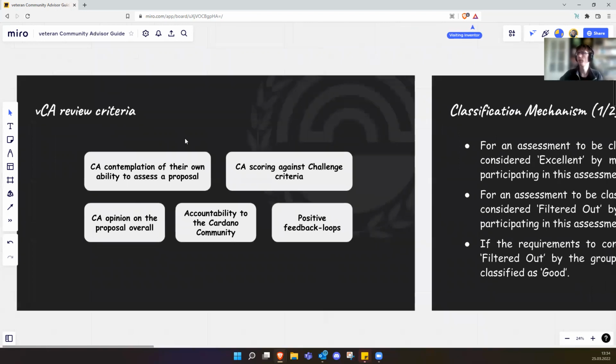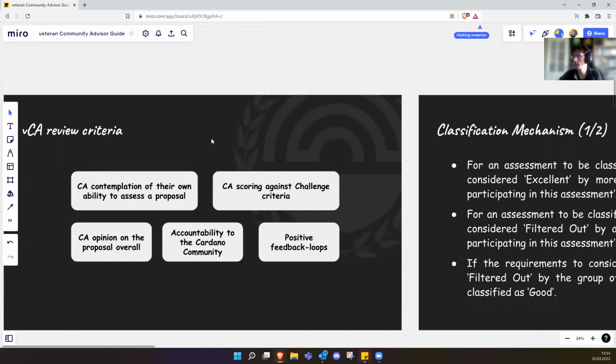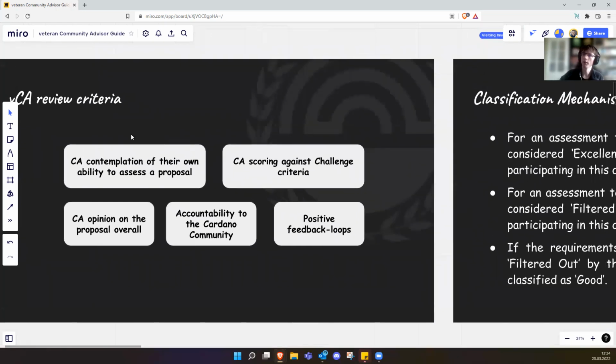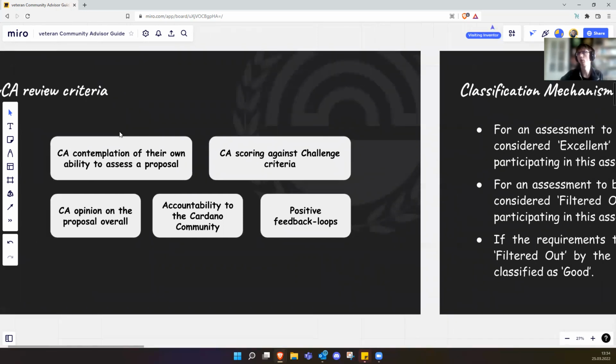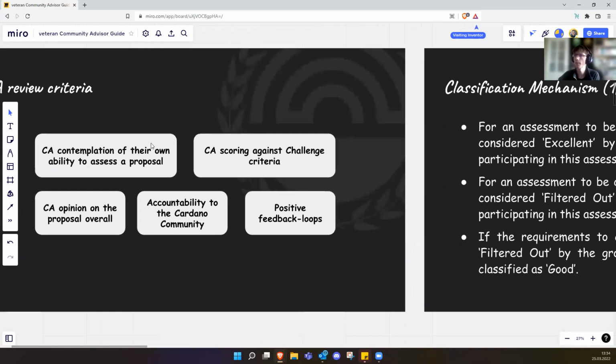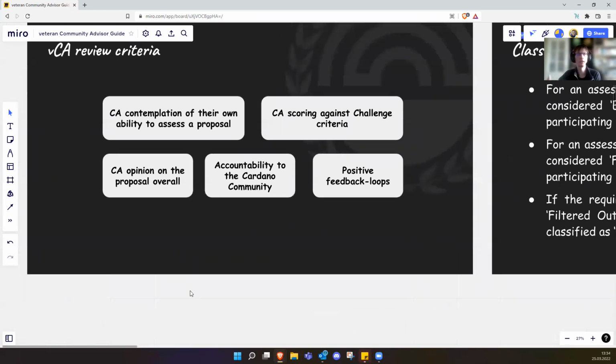VCA review criteria. I did go through a few examples while I was talking, and there are another five main ones. First, the CA's contemplation of their own ability to assess the proposal. So they explain why they are a good assessor to give that assessment. Second, the CA's scoring against the challenge criteria. They basically give an understanding of how well the proposal fits the challenge.